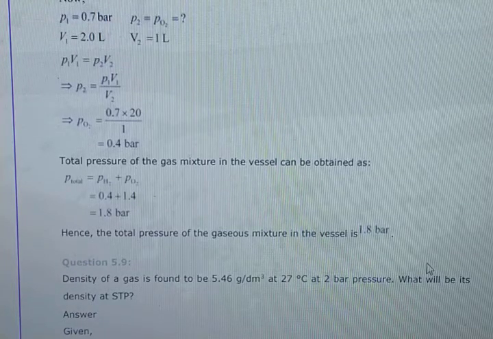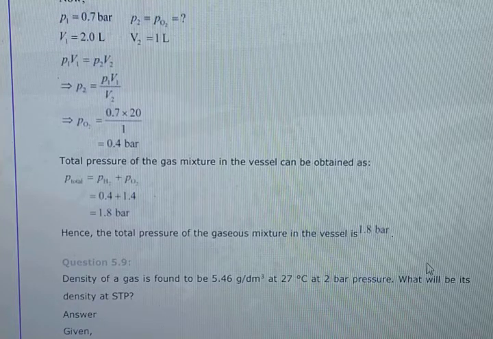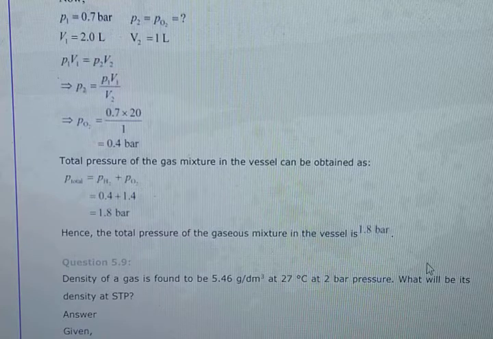Total pressure of the gas mixture in the vessel can be obtained as P total is equal to pH2 plus PO2, that is 0.4 plus 1.4, that is equal to 1.8 bar pressure. Hence the total pressure of the gaseous mixture in the vessel is 1.8 bar.